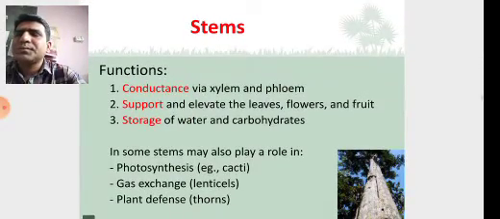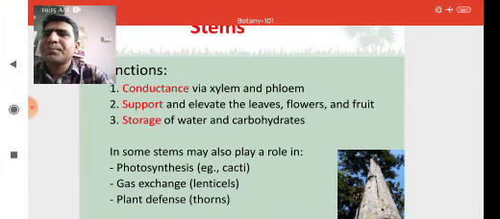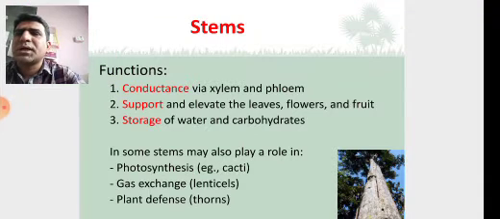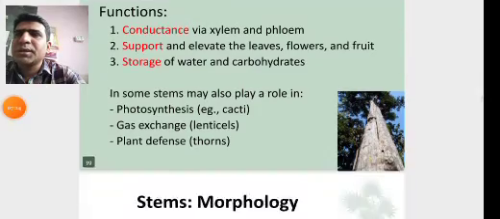Another part of the plant is the stem. The functions of the stem are conduction via xylem and phloem, mechanical support to elevate the leaves, flowers and fruits, and storage. In some stems, they also play a role in photosynthesis, in the case of cacti species. There is gas exchange in the form of lenticels present on the surface of the stem, and plant defense in the form of thorns, which are present on the stem. In the case of acacia, thorns are synthesized for plant defense. So this is all about the stem.